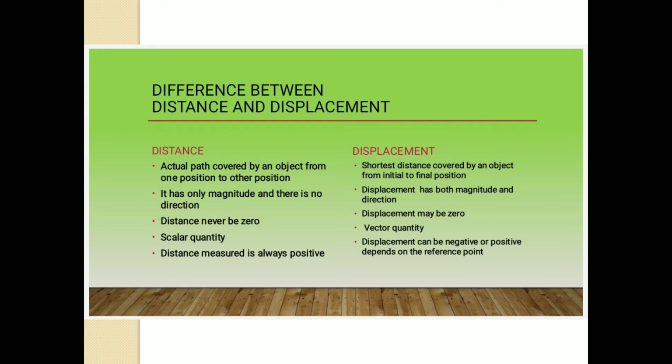Next, distance has only magnitude and no direction. What about displacement? Displacement has both magnitude as well as direction. This is the reason distance is a scalar quantity and displacement is a vector quantity. Next, distance can never be zero and displacement may be zero. Is it clear? Distance is scalar and displacement is vector.